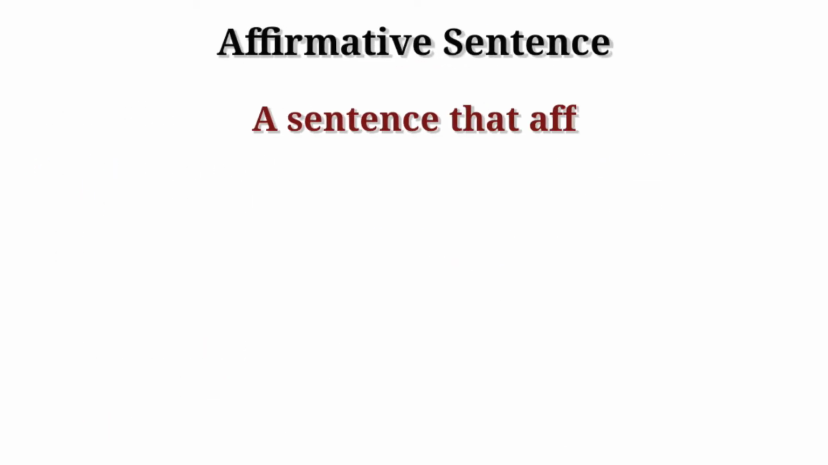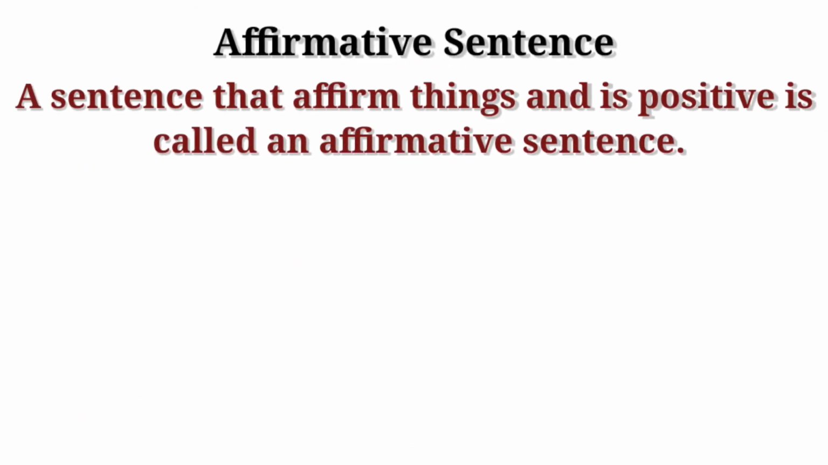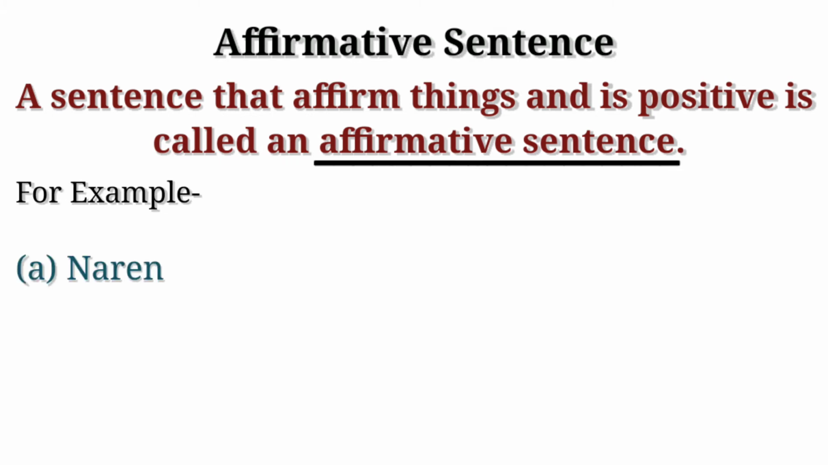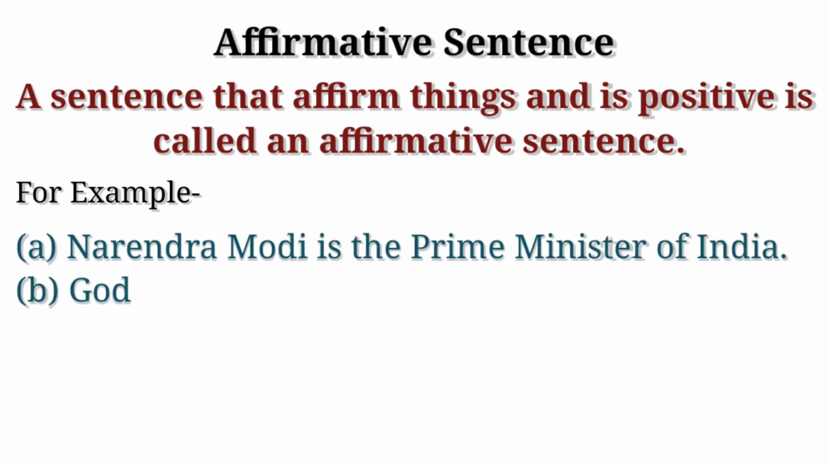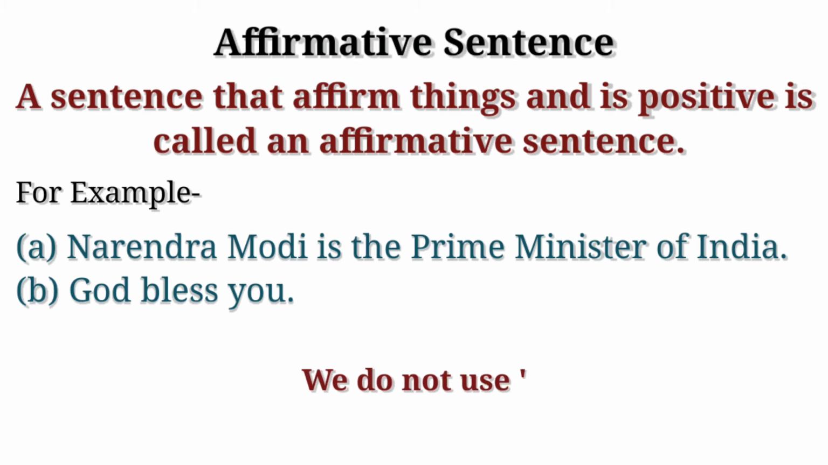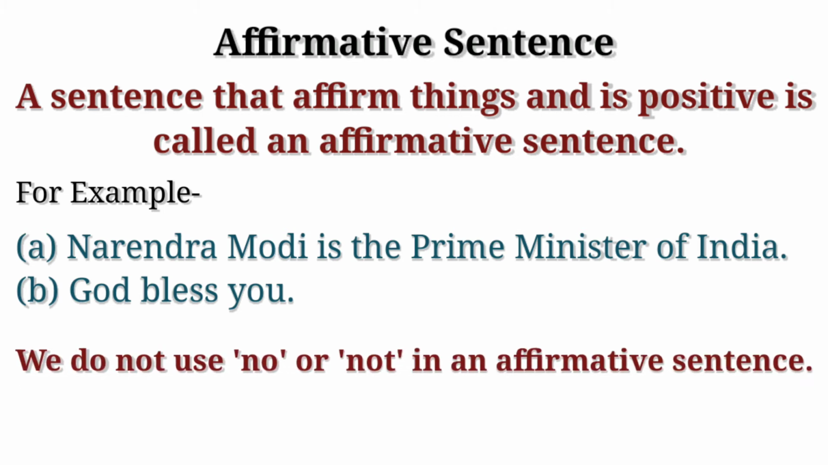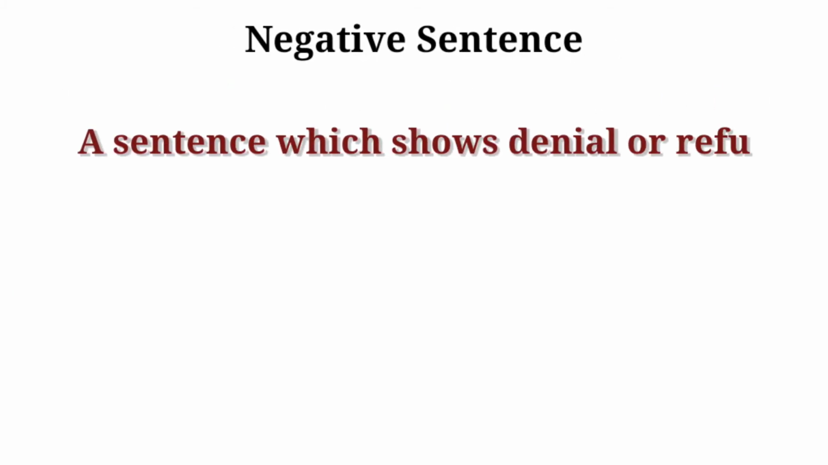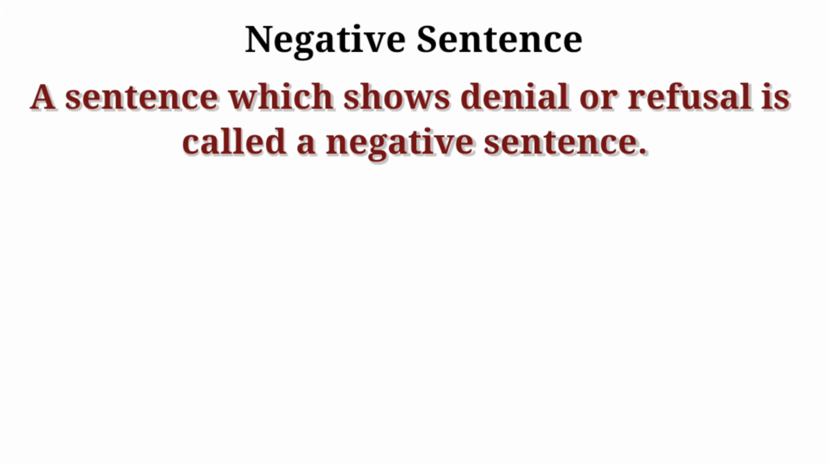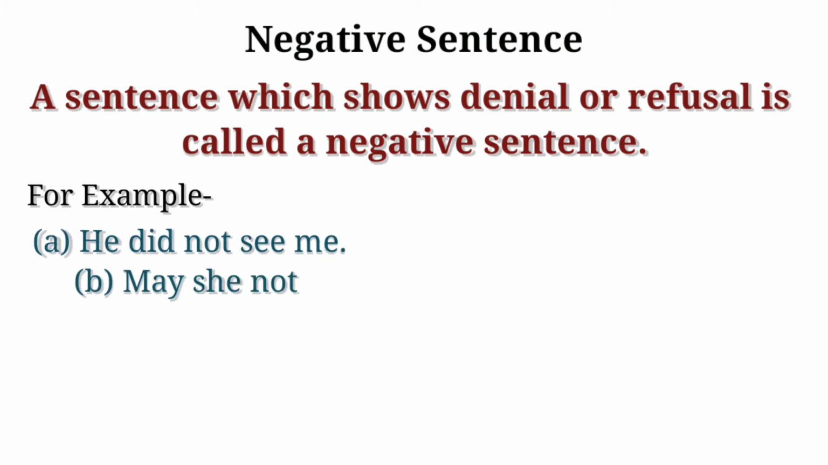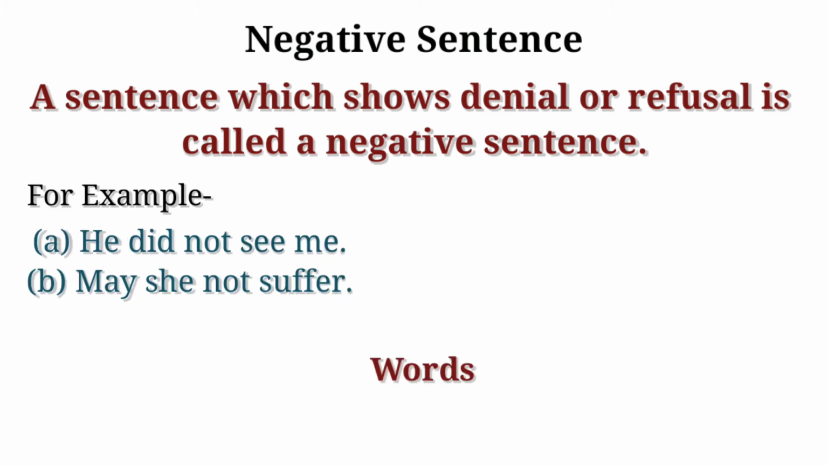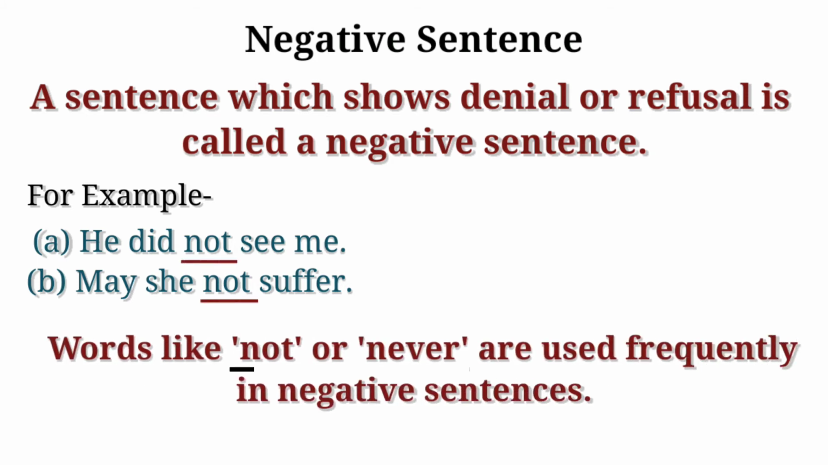Learning further. A sentence that affirms things and is positive is called an affirmative sentence. For example, Narendra Modi is the Prime Minister of India. God bless you. We do not use no or not in an affirmative sentence. On the other hand, a sentence which shows denial or refusal is called a negative sentence. For example, he did not see me. May she not suffer. Words like not or never are used frequently in negative sentences.